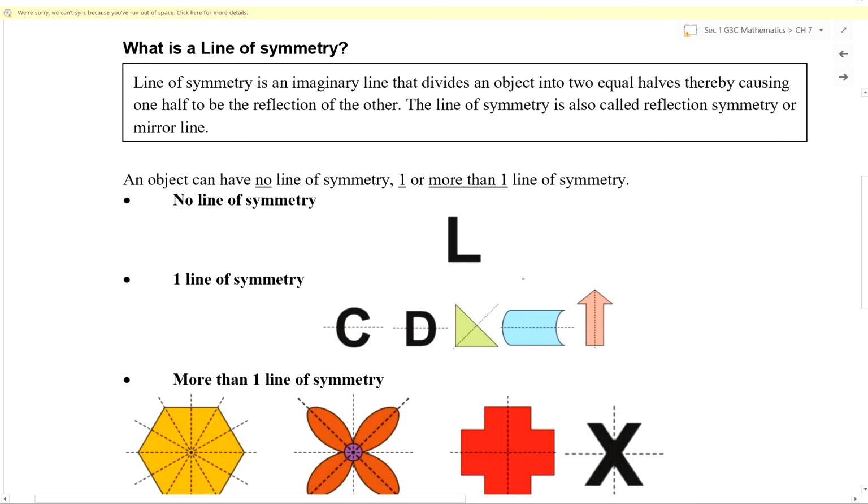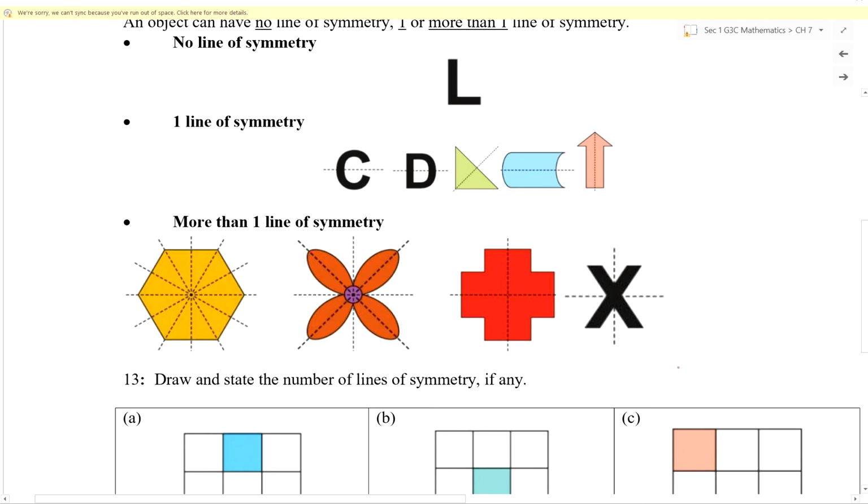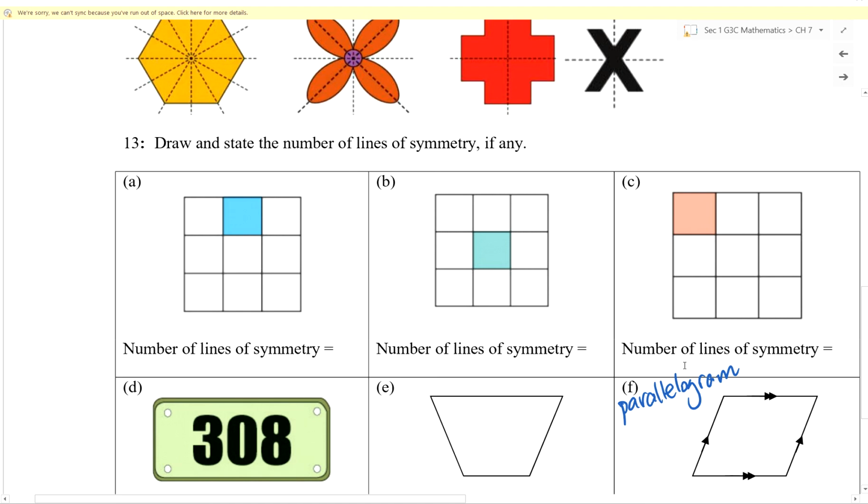For example, the letter L over here has no line of symmetry. The letter C, letter D, and these shapes over here have one line of symmetry. We have shapes that have more than one line of symmetry. So now, 13a. Draw and state the number of lines of symmetry, if any. When you're drawing lines of symmetry, please use a ruler and a pencil.